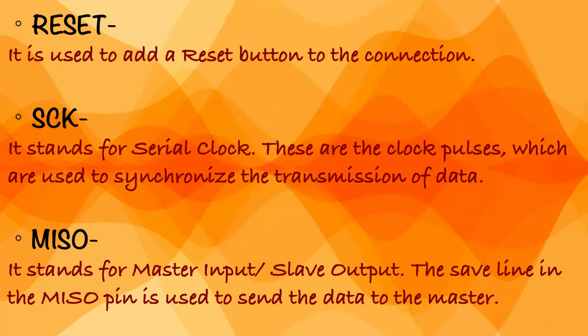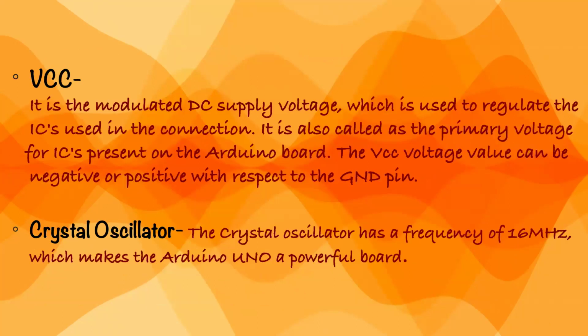The MISO pin is the slave line used to send data to the master. I will be showing you in our further slides, after a few projects, what is called the master-slave configuration in the case of a swarm robotic system. Then you will be learning about MISO. VCC, crystal oscillator, you all know. You've learned all these things.